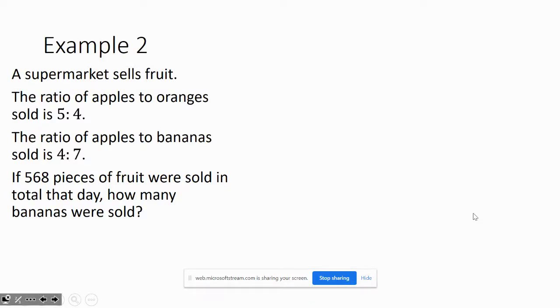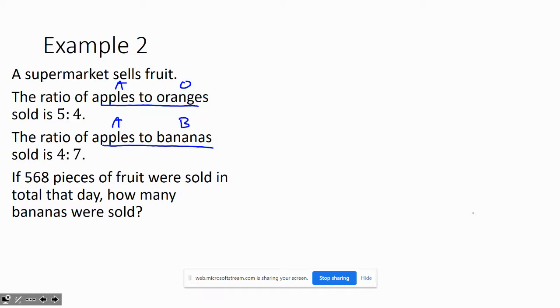So a supermarket sells fruit. The ratio of apples to oranges sold is 5 to 4. The ratio of apples to bananas sold is 4 to 7. So you can see that we have different fruits here. I'm going to call them A and O. So apples are going to be A, oranges O, apples A, bananas B.